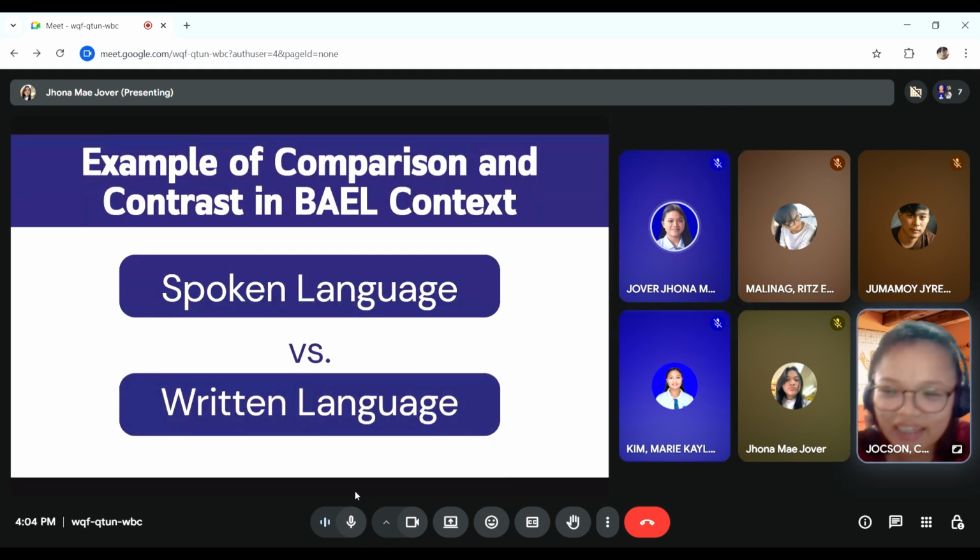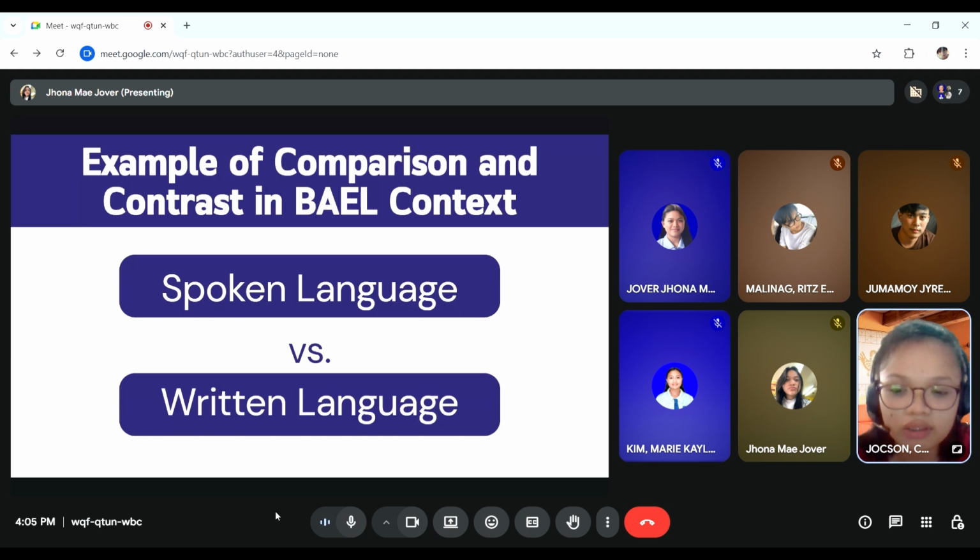So, since you're already done with our graphics on how to compare and contrast and how it is visually positioned in our documents, especially in technical writing, we have now the example of comparison and contrast in the BAEL context. So here we have a very basic example, which is spoken language versus written language.